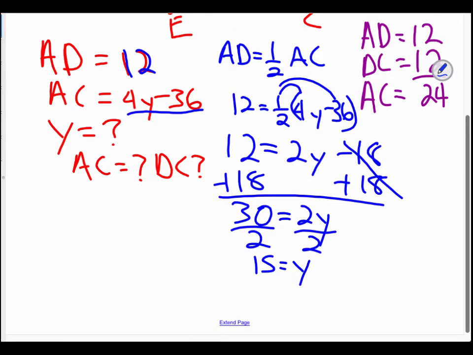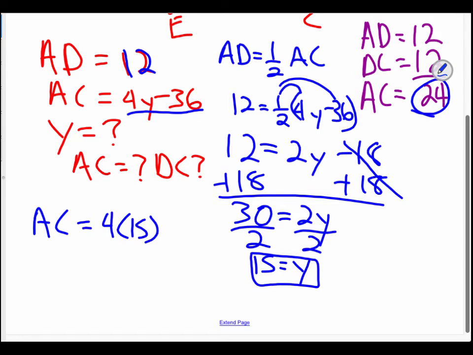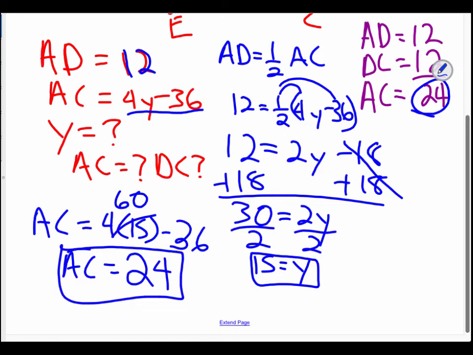Now if I wanted to verify what I'm doing, I'm going to say that AC, which we think is 24, should be... I'm going to say that AC is equal to 4 times y, but y is equal to 15, minus 36. 4 times 15 is 60, so this becomes 60. So then AC is equal to 60 minus 36, which is 24. Any questions?